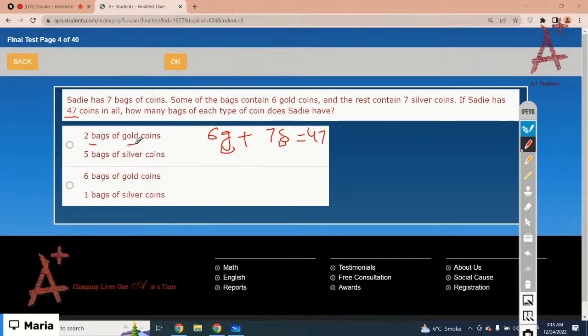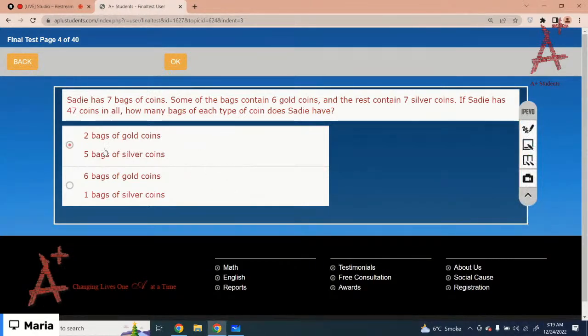You have 2 bags for gold, 5 for silver. Just replace G with 2 because you have 2 bags of gold, and replace S with 5. Just look, if we add the numbers, they make 47. 6 times 2 is 12, plus 7 times 5 is 35. So when you add them, they make 47. Yes, so both sides are equal. That means the first option is the correct one: 2 bags of gold coins and 5 bags of silver coins. Got it? So the first option is the correct one. Just select the correct option, then click on the OK button.